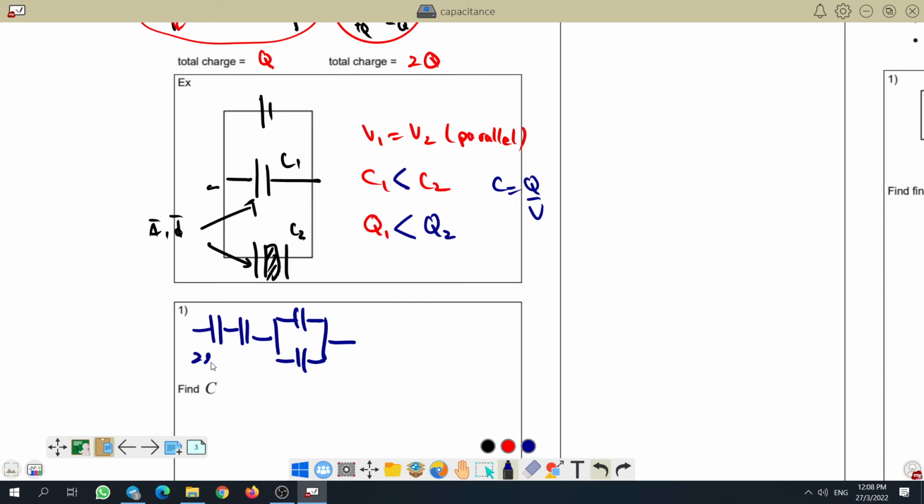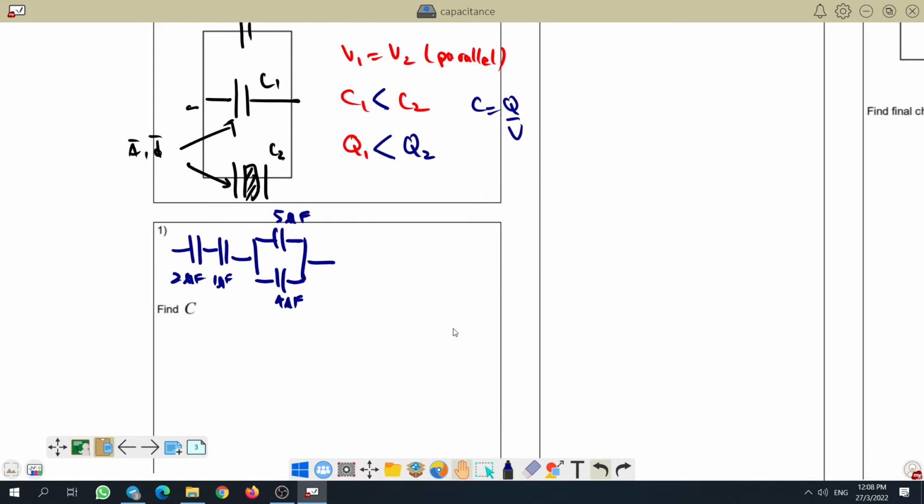So let's say this is 2 microfarads, 1 microfarad, this is 4 microfarads and 5 microfarads. So series parallel, the parallel is in series with the other two. So what should we think first? Series. Inilah bahagi 2. 4 and 5. Do we plus it together ataupun kita guna 1 over C? Plus, kan? Plus. Which means that is actually 9. 9 micro. Then you have 3 of them in series.